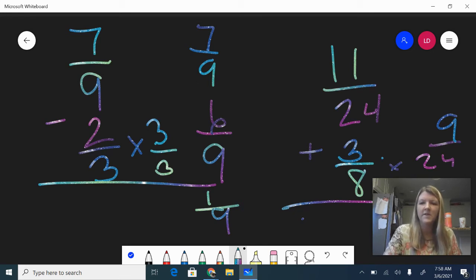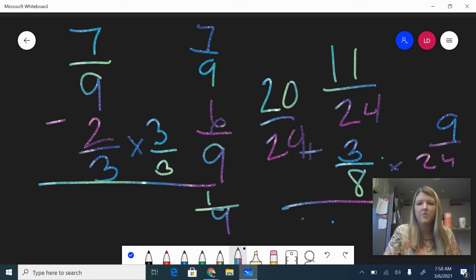So I've got a common unit now. So 9 plus 11 is going to give me 20. So my answer to this second one is going to be 20 24ths. And again, I've got common denominators, so I just add the numerators. So for today's lesson, that's what I want you to make sure that you remember.